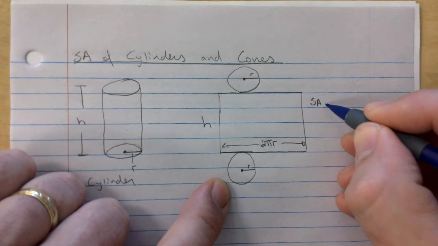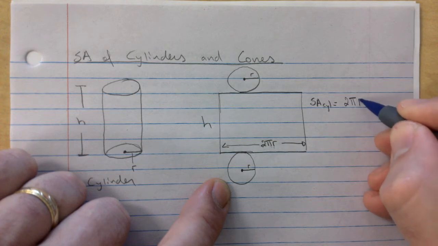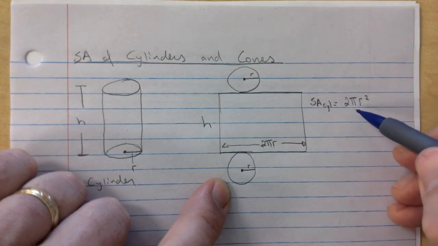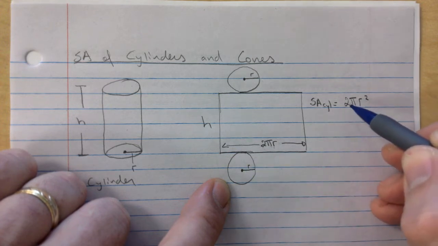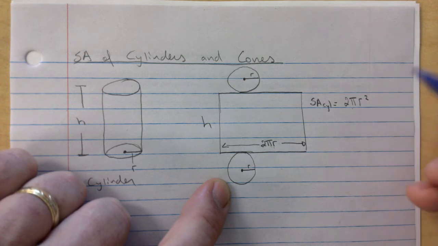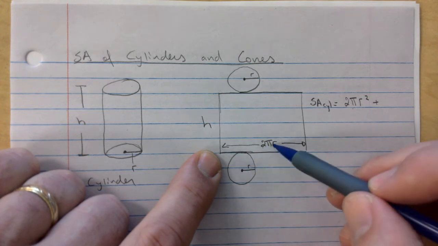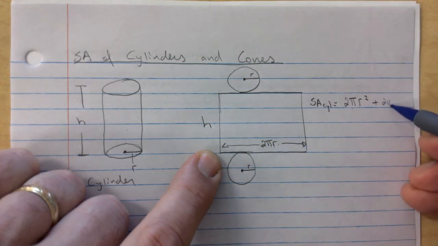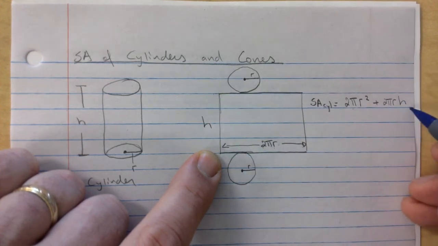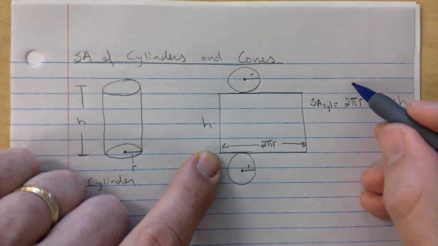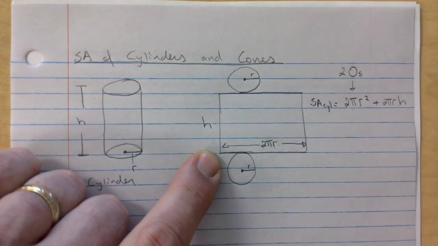So surface area of a cylinder would be 2 pi r squared. And think about it, pi r squared is one circle, the area of one circle. So you have two circles, so we go 2 times pi times radius squared, plus this would be 2 pi r, that'd be length, 2 pi r, times the width, which we call height, 2 pi r h.